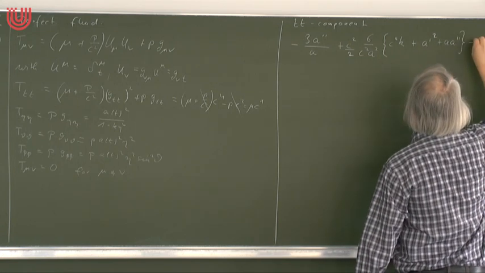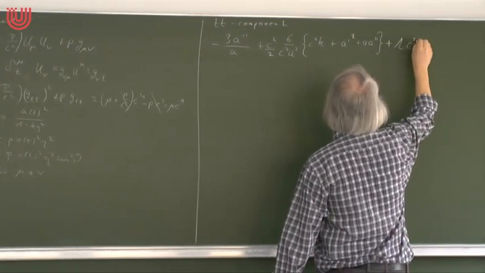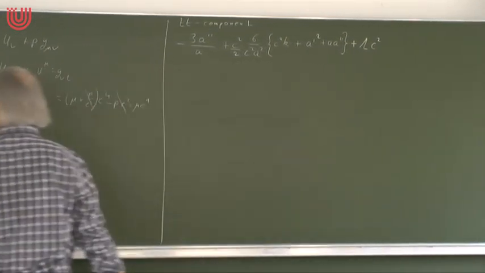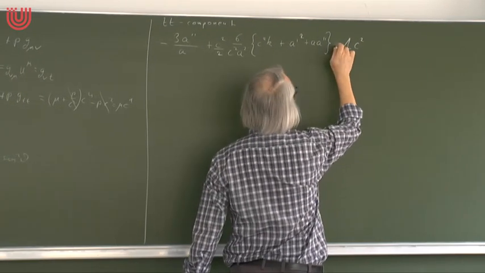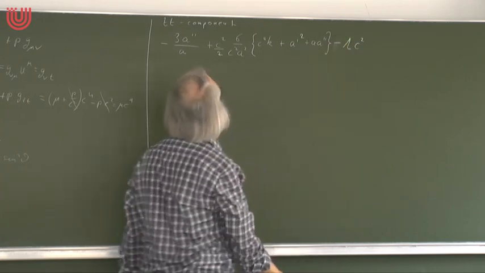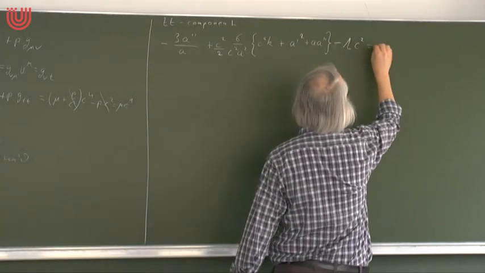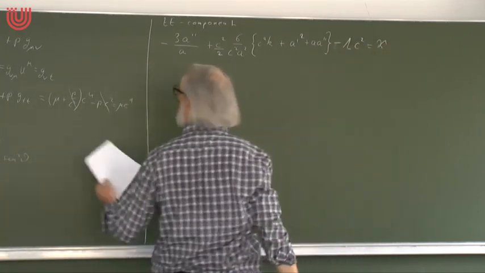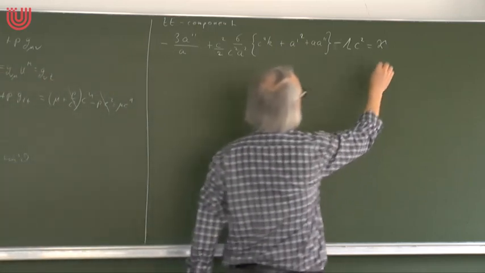And then minus lambda g_tt, and g_tt is minus c squared, so I get a plus. No, sorry, that was a plus. In the field equation I have plus lambda g_tt, and g_tt is minus c squared, so I get a minus. And on the right-hand side I have kappa T_tt. What was T_tt? I've just calculated it. It's mu c to the 4.